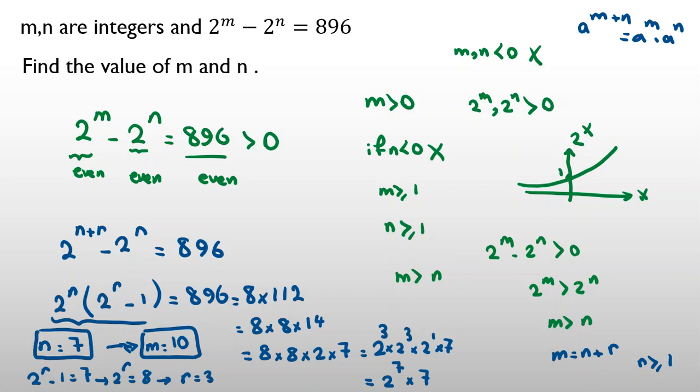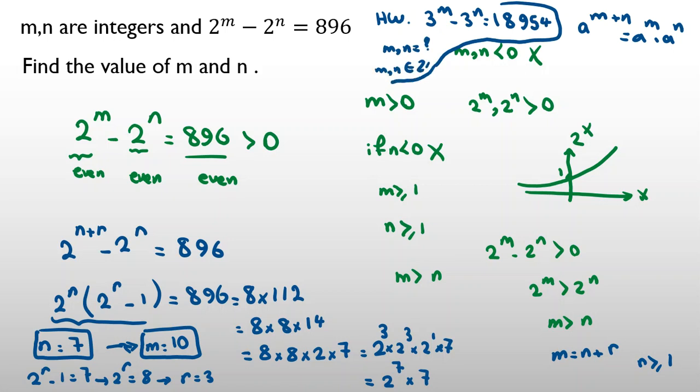Let me give you homework. As a homework, solve this problem exactly, with a larger number, for 3. 3 to the M minus 3 to the N equals 1895 4. Try to solve this and find M and N, where M and N are integers. Solve like this way and comment your answers right below this video.